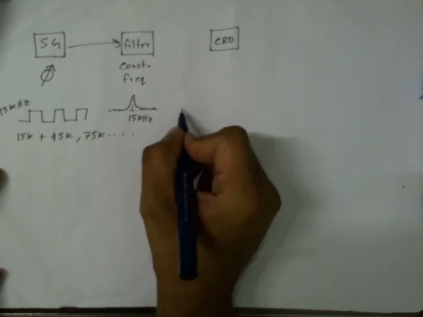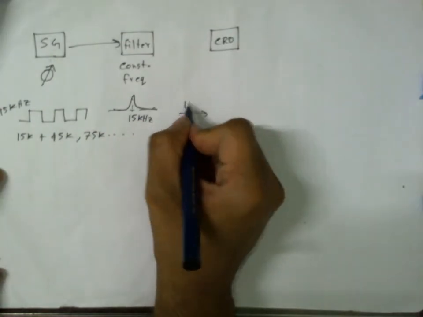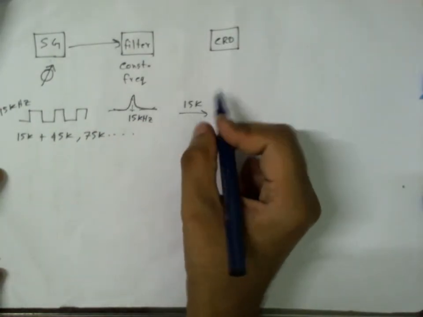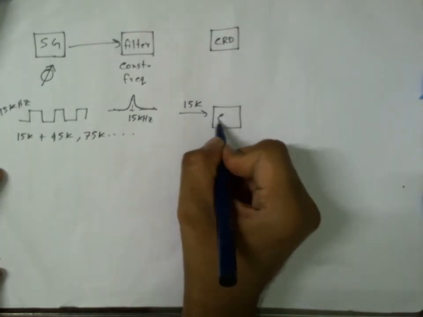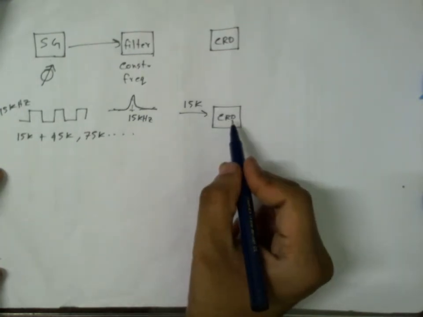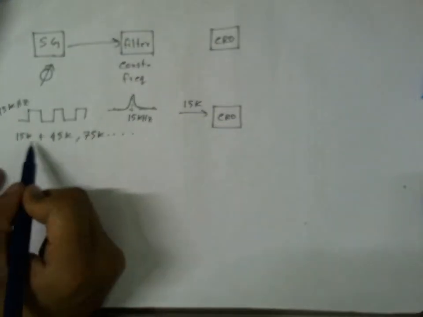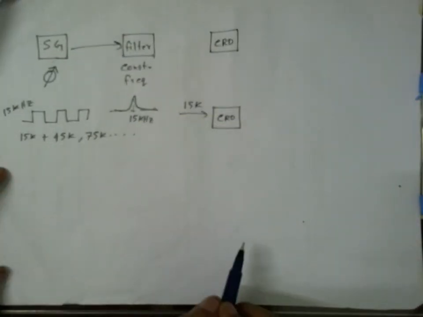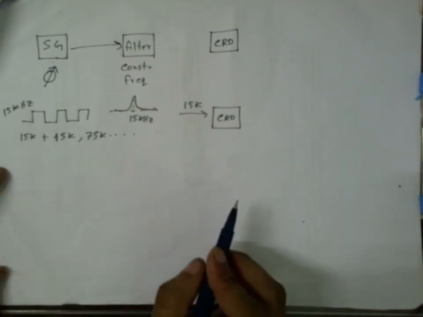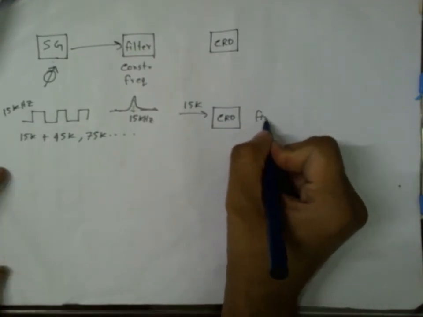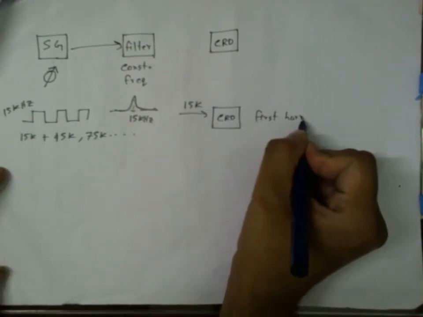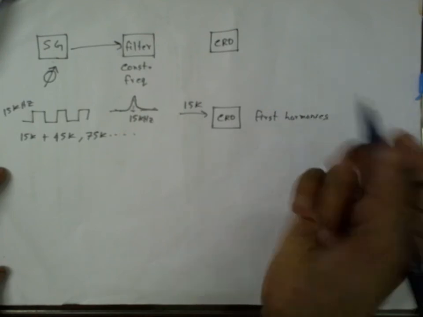So here I will have only the 15 kilohertz signal coming to this oscilloscope, and I can measure the amplitude of this signal, which in this case is the fundamental or first harmonics of the square wave. So the first harmonics is known.